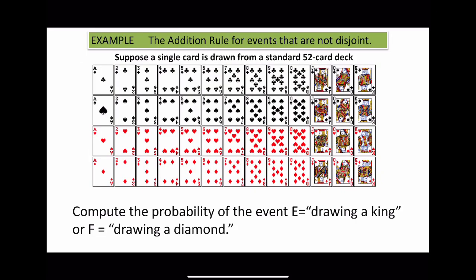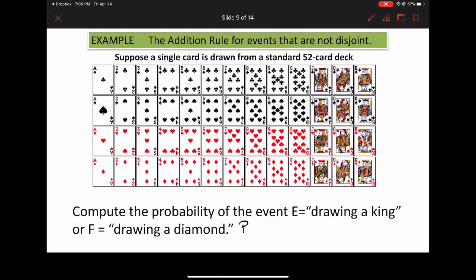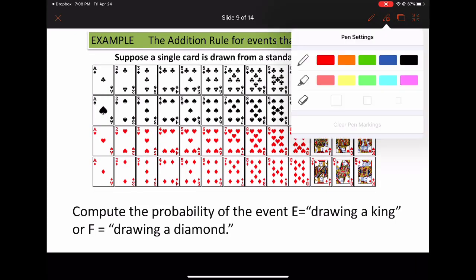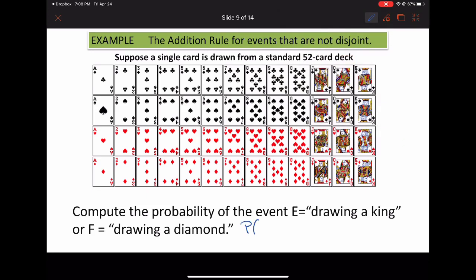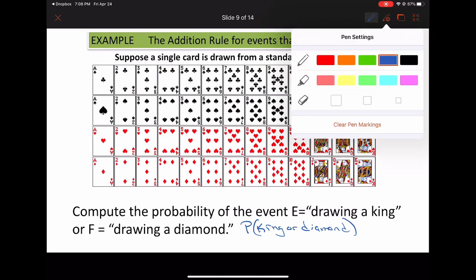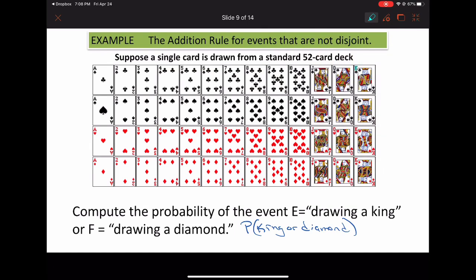Okay, so computing the probability of, and these are not disjoint, so they're not mutually exclusive. We're going to compute the probability of, I don't want that black color. Uh-oh. I'm going to pick a different color. Let's do blue. So the probability of king or diamond. Okay, so we have our kings right here. I'm going to highlight them blue. So here are all my kings.